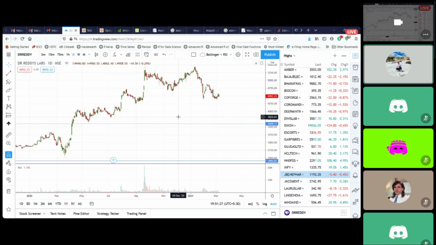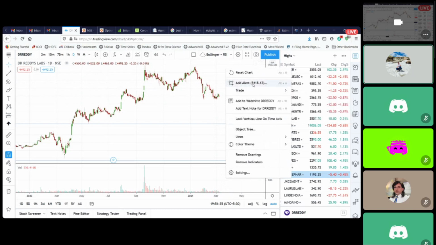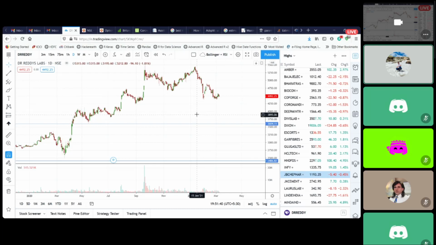So in most of the stocks where I have a position, or I want to take a position, I will just go, let's say, right click here and just do an add alert. So I keep adding a lot of alerts here on TradingView, and it keeps alerting me on my app if something is reaching anywhere.